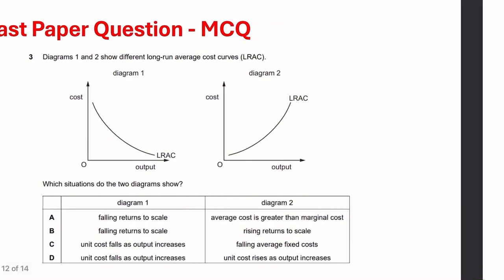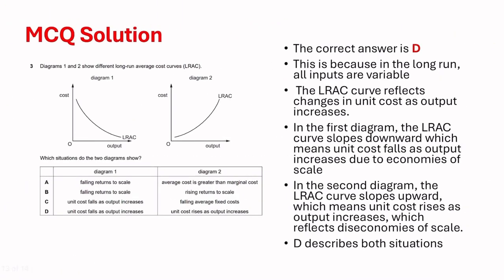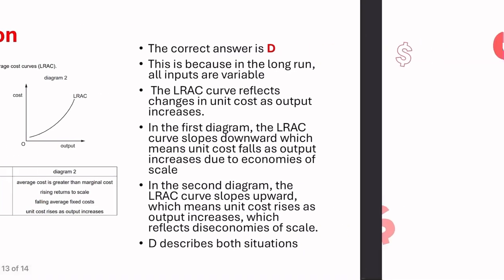The correct answer is D. This is because in the long run, all inputs are variable. The long run average cost curve reflects changes in unit cost as output increases. In the first diagram, the long run average cost curve slopes downwards, which means unit cost falls as output increases due to economies of scale. Whereas in the second diagram, the long run average cost curve slopes upwards, which means unit costs rise as output increases, which reflects diseconomies of scale. D describes both those situations.